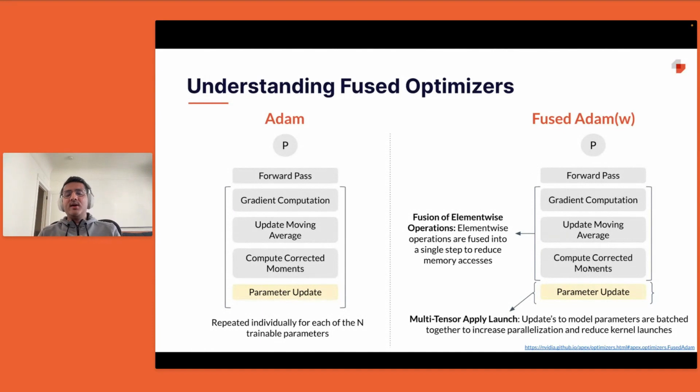And the second is that the fused optimizers use something called multi-tensor apply launch. It's just a fancy way of saying that instead of updating each parameter individually, one by one, we can actually batch the updates once we compute the corrected moments or the moving averages that we want to use to update these parameters. So by batching the memory bound operations and then batching the parameter updates, you actually get a pretty significant lift in training speed.